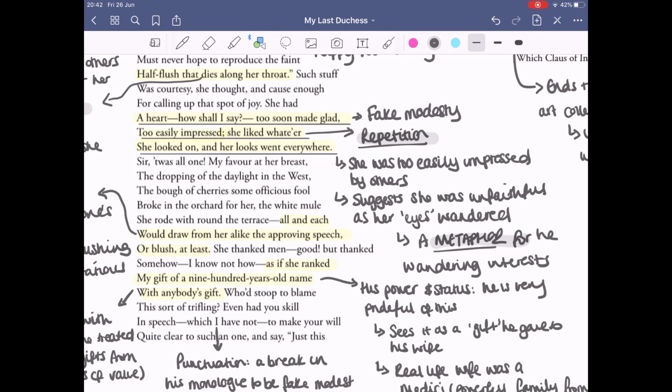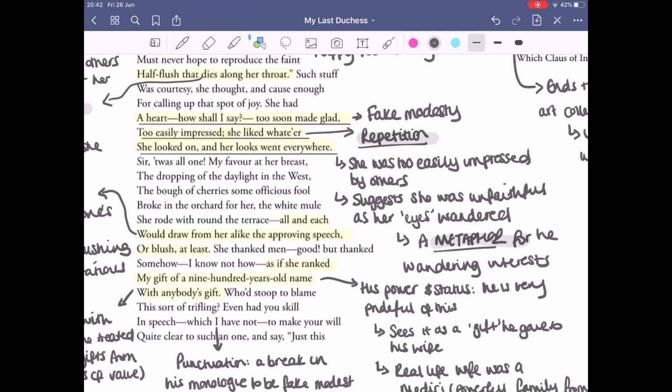So what's really important to remember here is that we're seeing this from the Duke's perspective, and of course he is speaking out of emotion, and it is his jealousy that has warped his perception. So we can't imply that this was actual reality, because we can't see from her perspective.